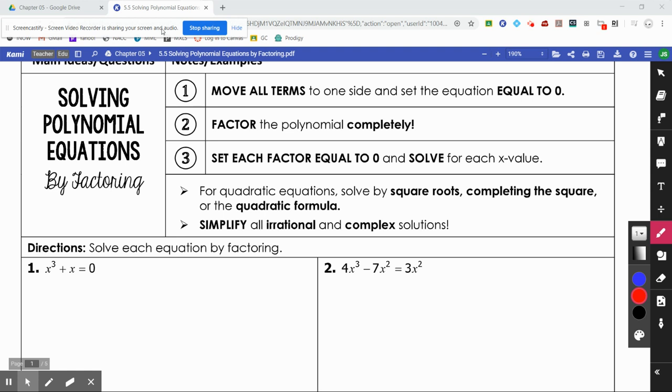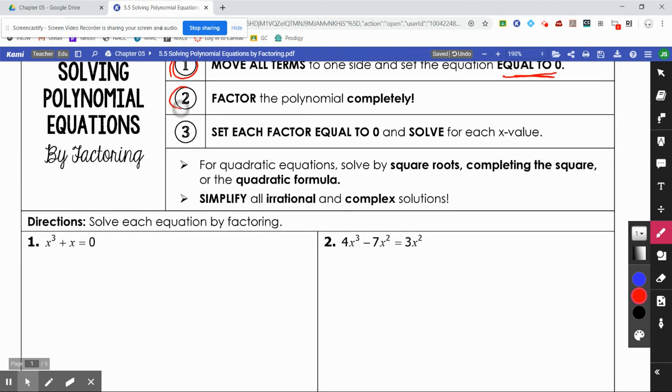Okay, in this video, we're going to use that factoring that we just went over to solve some polynomial equations. Here are your steps. Step number one, make sure that everything is on one side, that it has to equal 0, or you can't use this. Step number two, we're factoring completely. And step number three, we're simply taking each factor, setting it equal to 0, and solving.